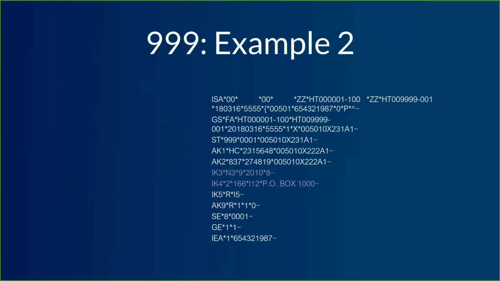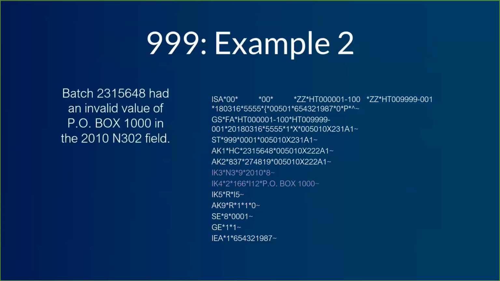In the IK4, we see it's the IK402. So that's going to be the street address portion of it, not like, say, the state or zip code, which are a little further on in the transaction. And if we look at the IK404, we see the invalid value is PO Box 1000. So again, here's a bit of a summary. We know that that batch had an invalid value of PO Box 1000 in the 2010 N302. Now, unlike the last one, we can't just look at this one and go, yeah, PO Box 1000 couldn't exist in real life, so therefore it's an error.